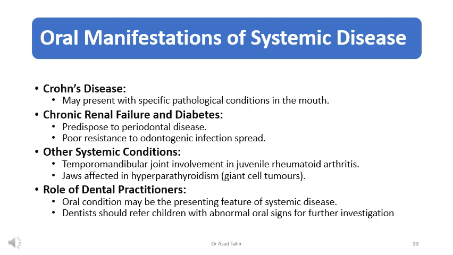Crohn's disease may present with specific pathological conditions in the mouth. Chronic renal failure and diabetes: predisposed to periodontal disease, with poor resistance to odontogenic infection spread. Other systemic conditions. Temporomandibular joint involvement in juvenile rheumatoid arthritis. Jaws affected in hyperparathyroidism, giant cell tumors. Role of dental practitioners. Oral condition may be the presenting feature of systemic disease. Dentists should refer children with abnormal oral signs for further investigation.